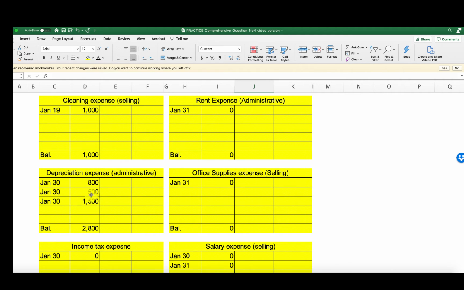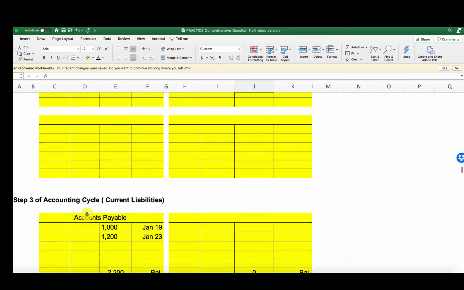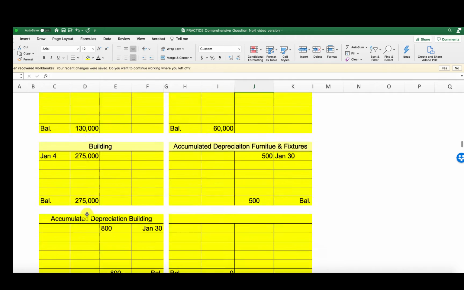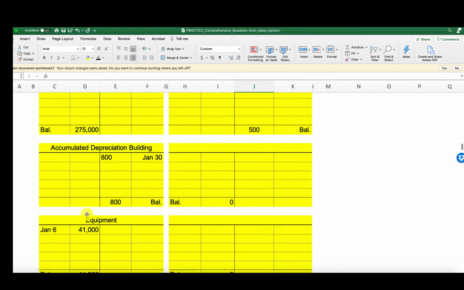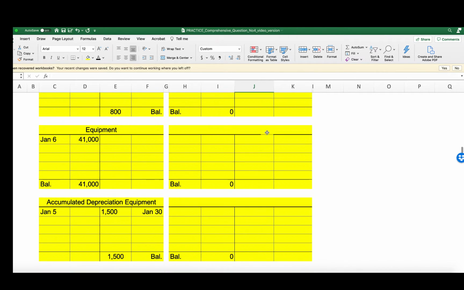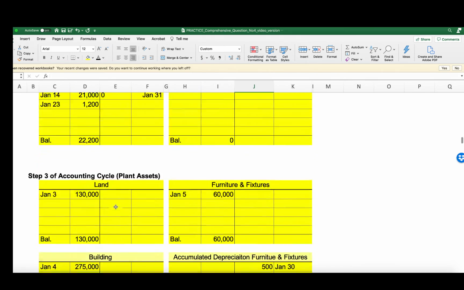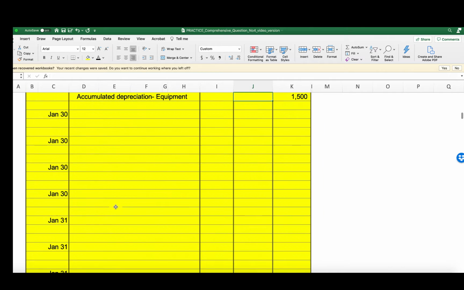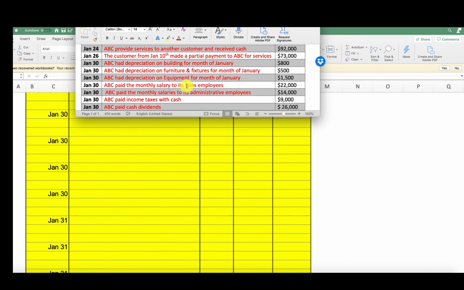that, and that's fine. And then I'm going to go to my accumulated depreciation account up here, and I'm going to have an adjustment for each one of those, right? So accumulated depreciation building is my credit for 800. Accumulated depreciation furniture and fixtures is my credit for 500. Accumulated depreciation equipment is my credit for 1,500. All right? So those are the three entries that we did. All right, let's look at the other one.